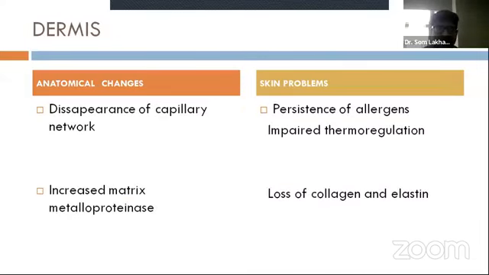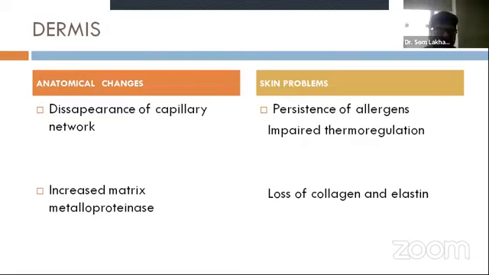Now we'll be discussing certain changes which occur in the deeper layer of the skin, that is the dermis. With aging, there is disappearance of the capillary network. Because of disruption of this capillary network, there is persistence of allergens inside the skin, and this capillary network also plays an important role in thermoregulation, and its disappearance leads to impaired thermoregulation. Basically the patient becomes poikilothermic, which means the body temperature becomes whatever the external temperature is. So the thermoregulation becomes disrupted due to the disappearance of the capillary network.